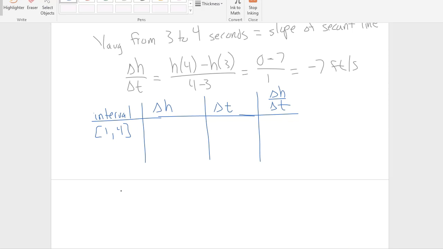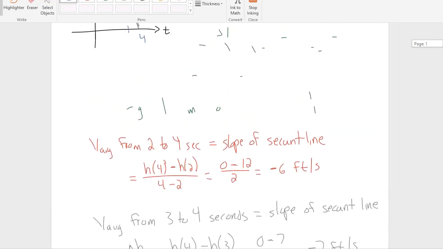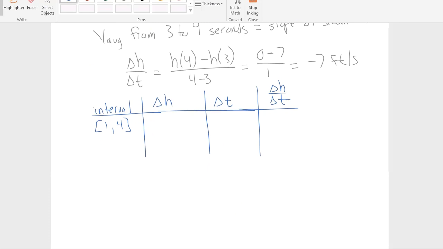So from 1 to 4, let me scroll back up here because I forgot already. From 1 to 4 seconds, we had a rise. What was that value? Here was the 1 to 4 seconds that we did. We had a rise of -15. We had a run of 4. So we got -15 fourths for that calculation.